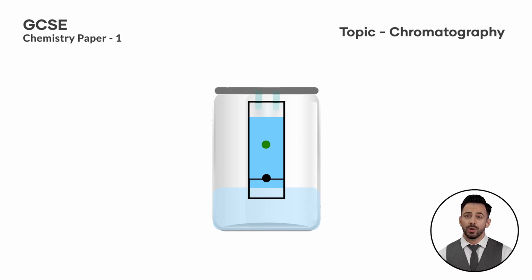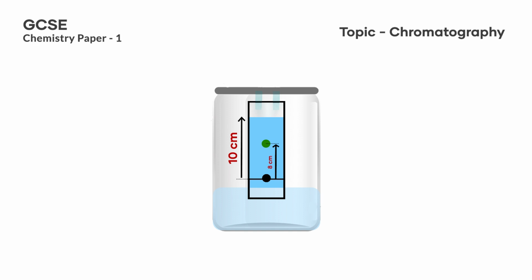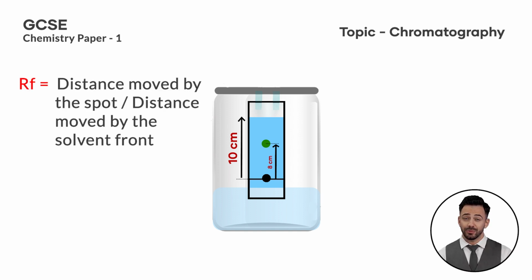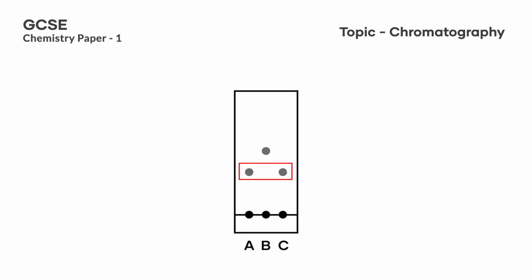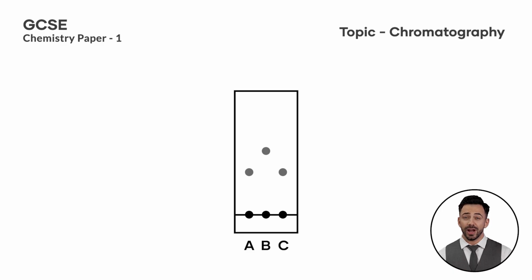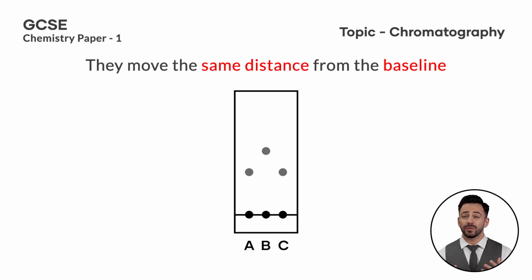Now let's talk about RF values. If the solvent front moves 10 centimeters and a dye moves 8 centimeters, what is the RF value? RF equals distance moved by the spot divided by distance moved by the solvent. So the RF value is 0.8. How do we identify 2 dyes as being the same substance? If, on the same chromatogram, they move the same distance from the baseline, they may be the same dye.